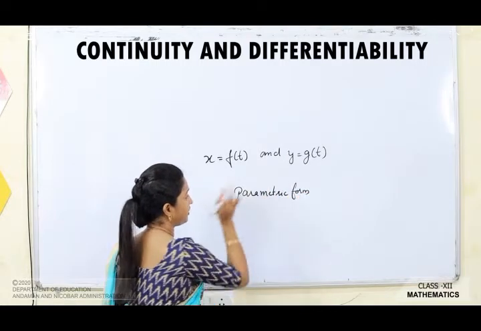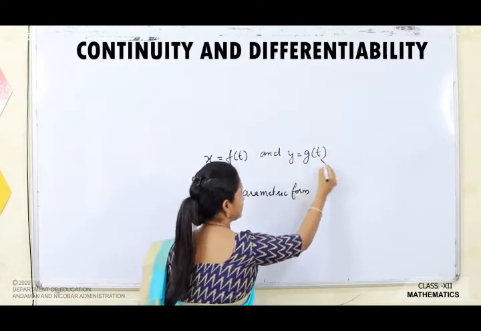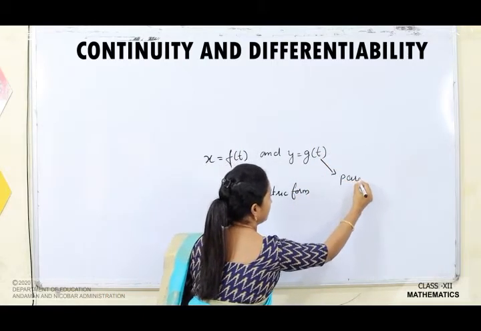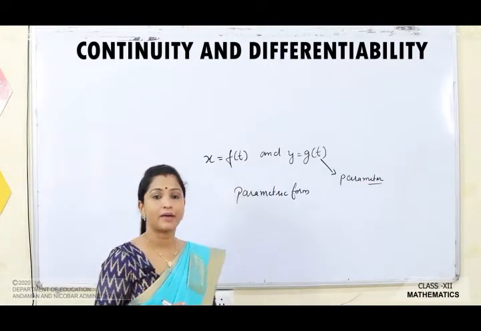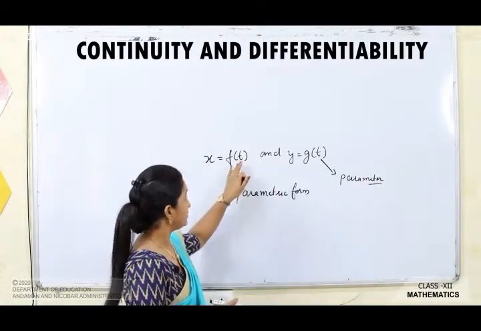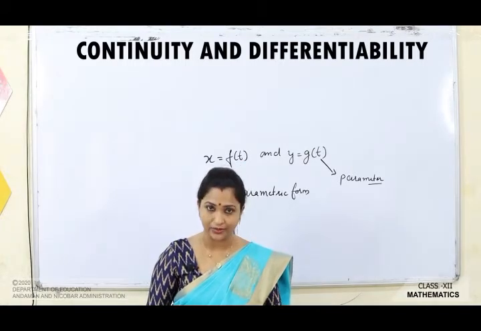correct? Parametric form. That means this t is called the parameter. T is called the parameter, okay. So the parameter can be t, sometimes it can be theta also, correct.